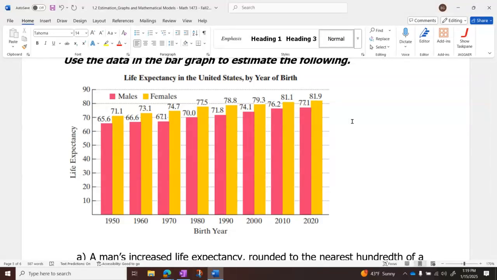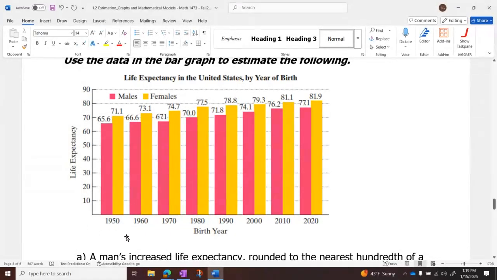Multi-bar graphs are good at comparing information. As you can see, we have red bars and yellow bars. The red bars represent the males. If you look at the vertical scale, life expectancy, the height of those red bars represents the life expectancy for males. And the number above those yellow bars is the life expectancy for females.